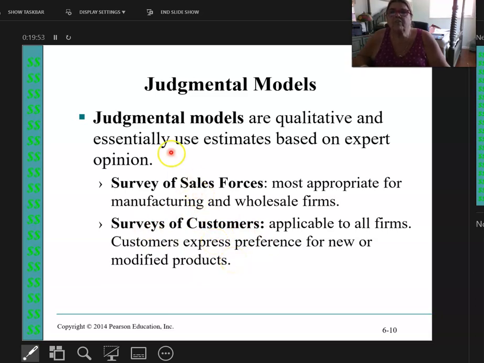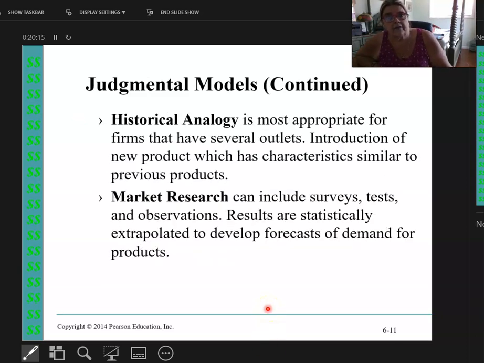Basically, a judgmental model is based upon expert opinion. You're asking somebody their opinion, and you're asking them to judge what they think. Remember, that could be good, that could be bad, depending on what you're doing. The next one we're going to look at is historical analogy. If I have several different outlets and I want to introduce new products, I want to look at historically what different products have actually done.